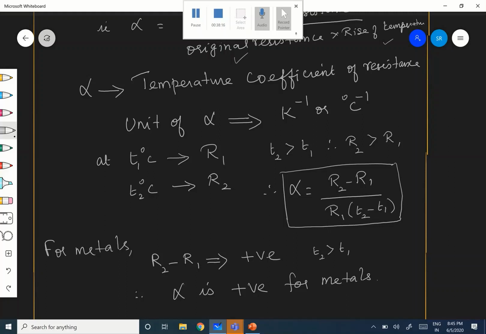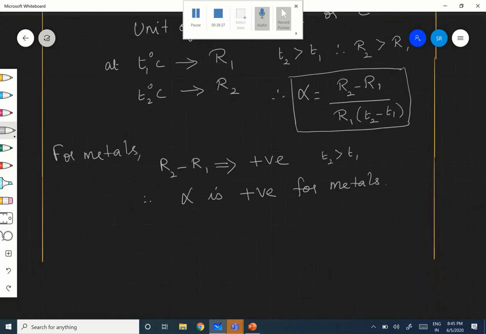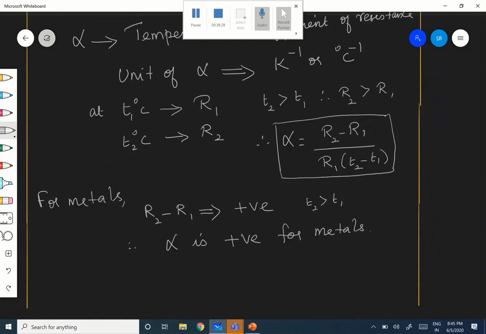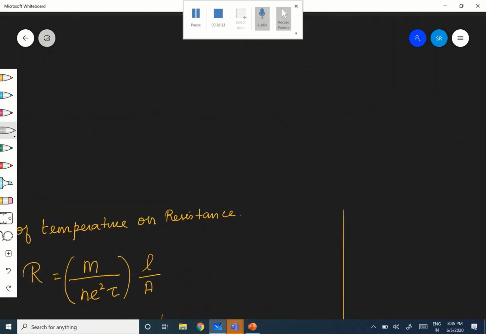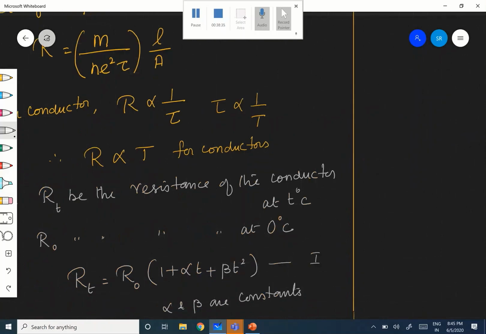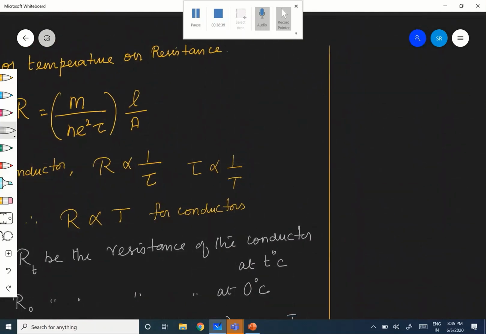For metals. Okay, right. Now, next one: semiconductors and insulators. I think you have an idea about semiconductors. I think you have studied them in your 11th standard chemistry. Anyhow, I'll give you a picture.